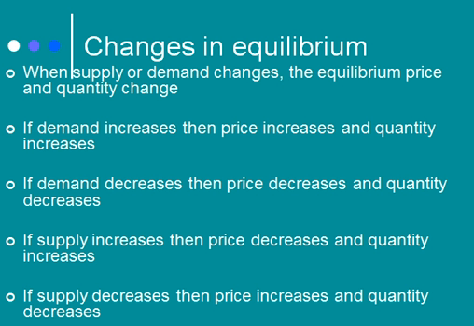Changes in equilibrium. When the supply and the demand change, the equilibrium price and the equilibrium quantity change. If the demand increases, the price is going to increase and the quantity increases. I'll show some visuals here in a little bit. If the demand decreases, then the price is going to decrease as well, and the quantity is going to decrease. Same thing if the supply increases, then the price is going to decrease and the quantity increases. If the supply decreases, then price increases and quantity decreases. That's a lot of words to throw at you real quick, so I'm going to give you some visuals here.